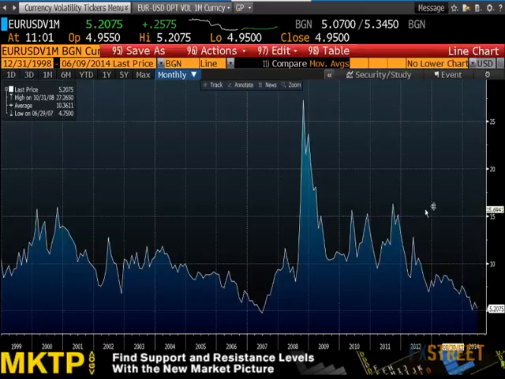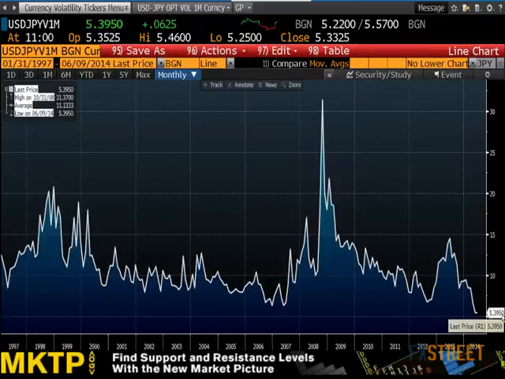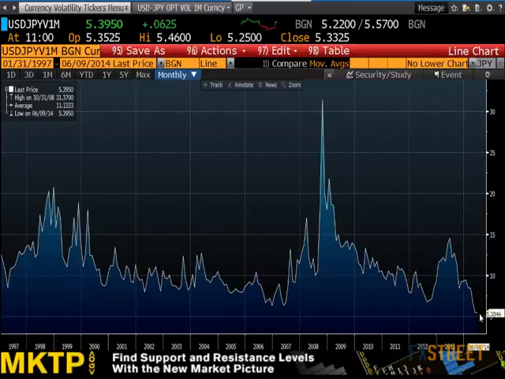Let's see if we can go back in our screen. Well, let's see if we can change this right here. Okay, so now I've changed this to 1-month dollar-yen volatility. Once again, we actually have exceeded. Let's try to get a max chart here.